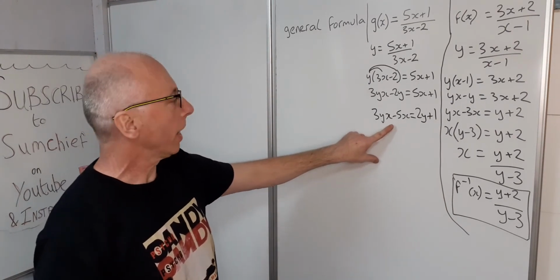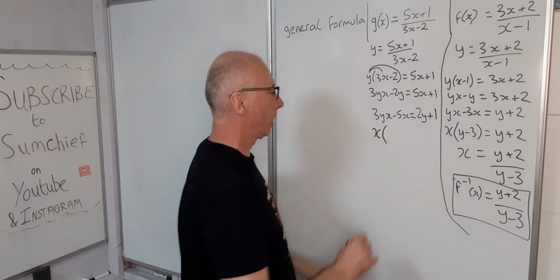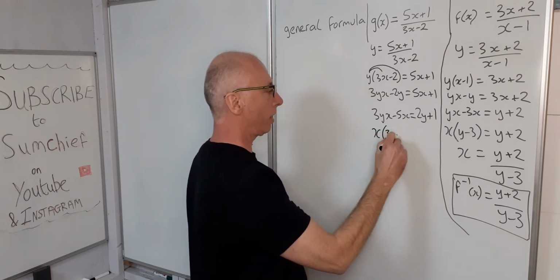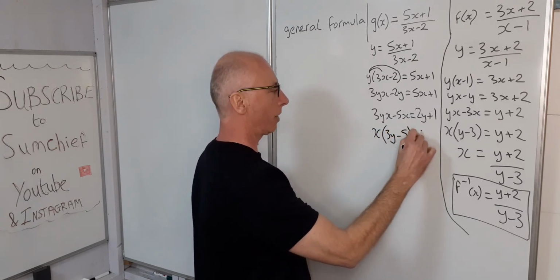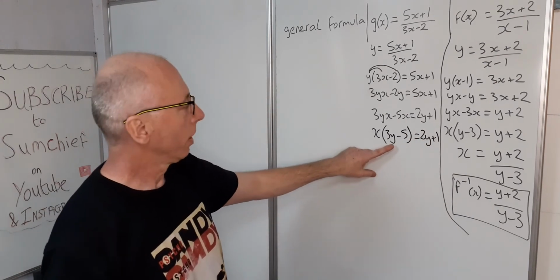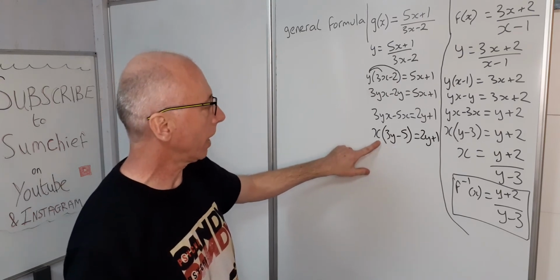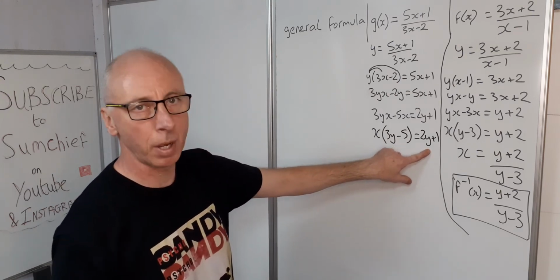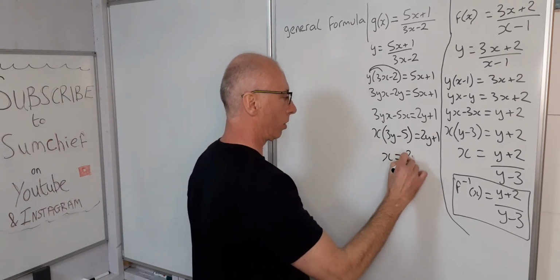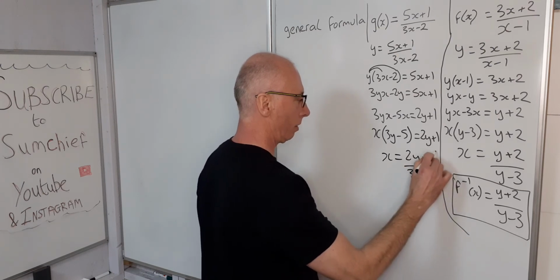Okay, now we've got the x's all on one side. Let's factor out the x. So x out of this one gives us 3y, x out of this one gives us minus 5, and that's 2y plus 1. So now it's pretty straightforward. Divide both sides by 3y minus 5 to get the x on its own. Divide by 3y minus 5 on this side. So x equals 2y plus 1 over 3y minus 5.